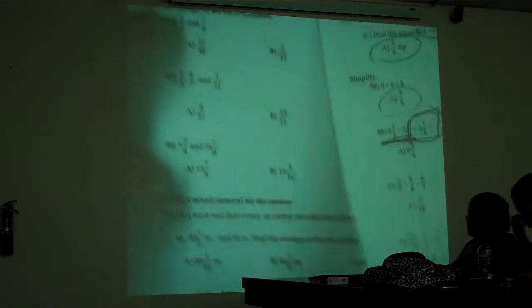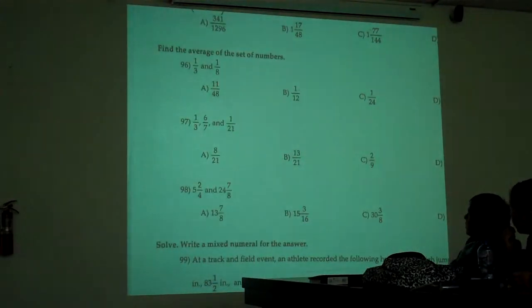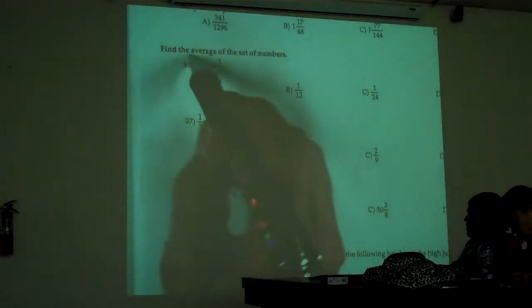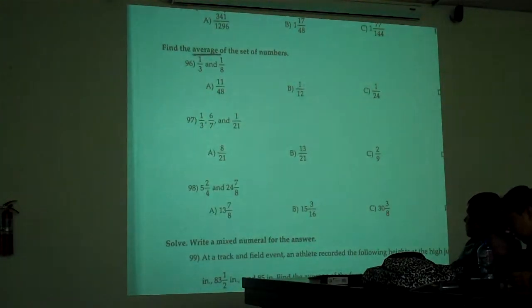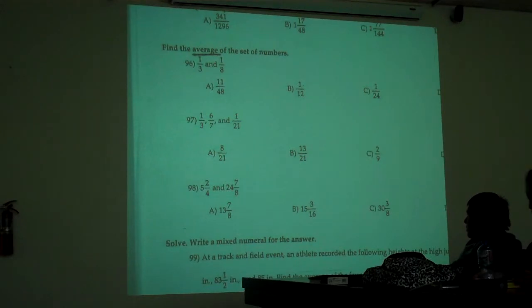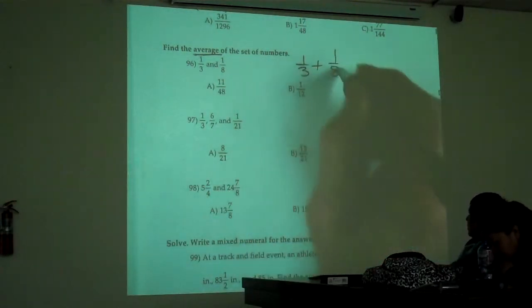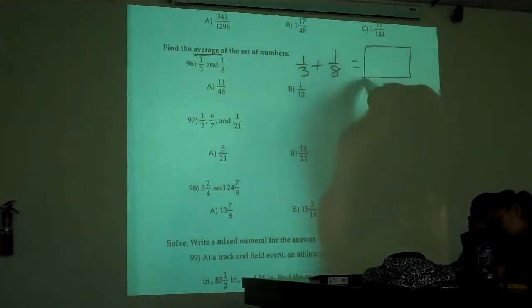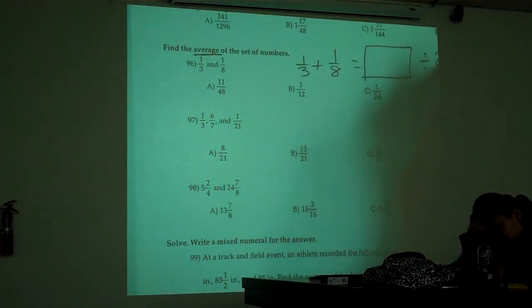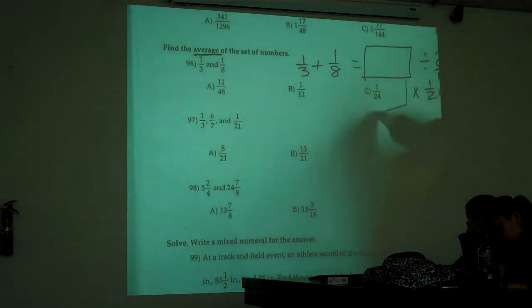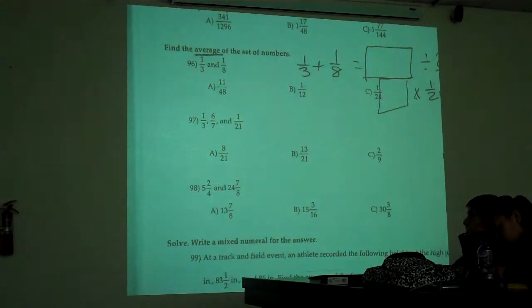These three right here, 96 through 98, are average. That means you have to add them up and divide by how many, just like you do your grades. So you would do here 1/3 plus 1/8. After you got that answer, you divide it by 2. Or you would actually be multiplying it by 1/2, right? Same thing. So that answer, you'll do it times 1/2 to get the average.